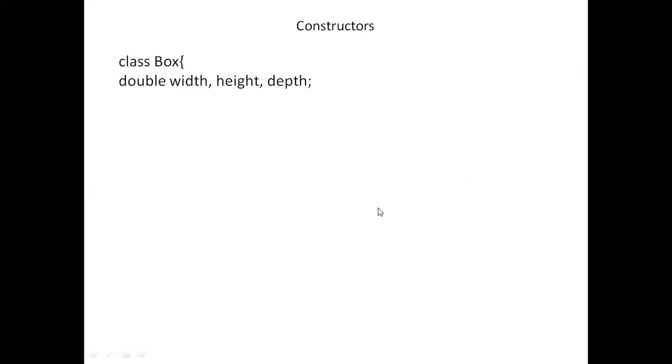Class Box. I am creating the class Box and it has 3 dimensions: width, depth, and height. This is a default constructor. You can see box width is equal to 10, height is equal to 5, depth is equal to 3. So whenever you create a box using this constructor, the values will be initialized to 10, 5, 3.